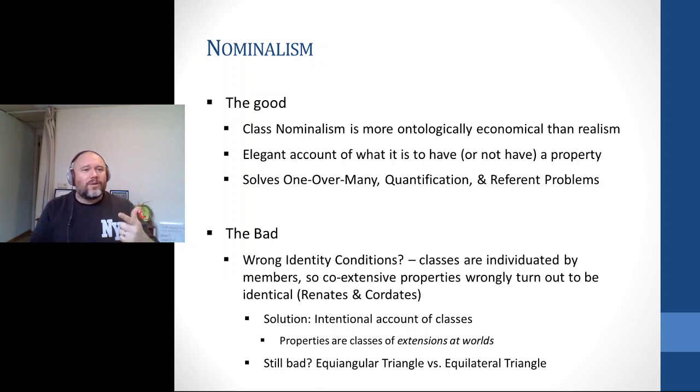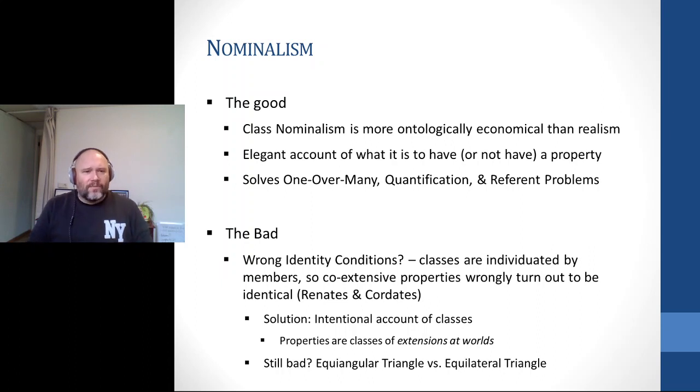Cool, we just be committed to sets. And then finally, the reference problem. So what is the referent of redness? Well, it's this set. So we have solutions or explanations to the various arguments that are supposed to motivate properties. That looks great. The big problem for class nominalism is that it delivers the wrong identity conditions for properties.